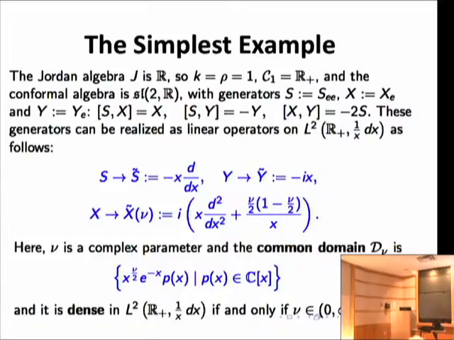So x to the nu over 2. By the way, x is positive, so this is well defined. This is the exponential of negative x, and this is an arbitrary polynomial in x. One can check that this is a common domain of definition, and it is dense if and only if nu is a positive real number. And by the way, there's a symmetry about nu equal to 1. It looks like for two nu with equal distance from 1, you should have the same operator. But it's not, because the domains of definition are different.